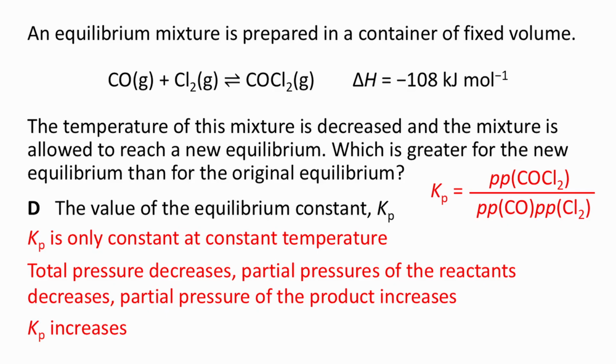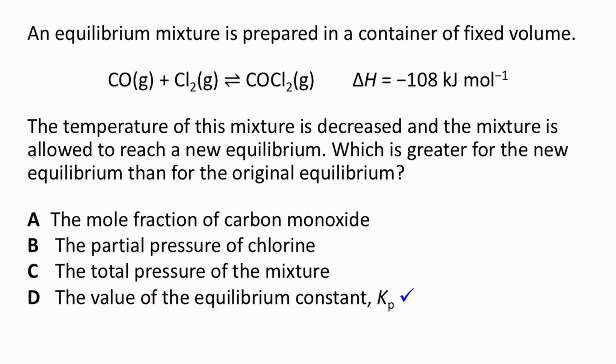The value of Kp is only constant at constant temperature. The total pressure decreases, the partial pressures of the reactants decrease, and the partial pressure of the product increases. Therefore, Kp increases. The answer is option D, the value of the equilibrium constant Kp.